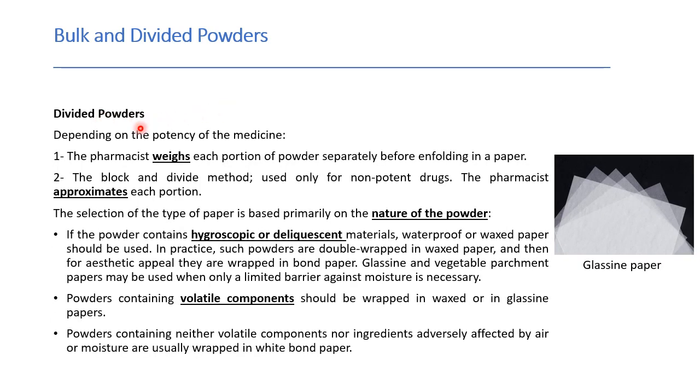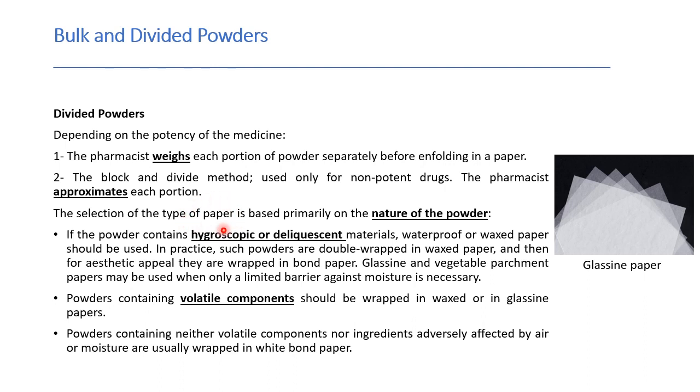Other powders need to be prepared by the pharmacist. These are called divided powders. Depending on the potency of the medicine or the powder, the pharmacist can either weigh each portion of the powder separately before enfolding it into a paper, or if the medicine is a non-potent one, then the pharmacist can use the block and divide method. In this method, there is no need for weighing each portion of the powder, but it's only an approximation of the weight.